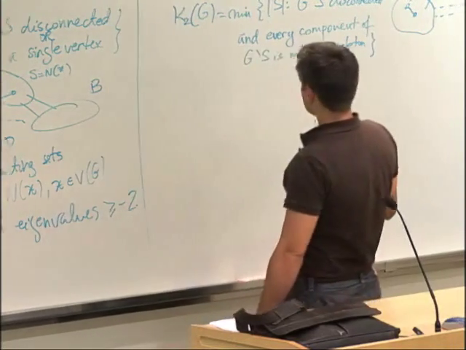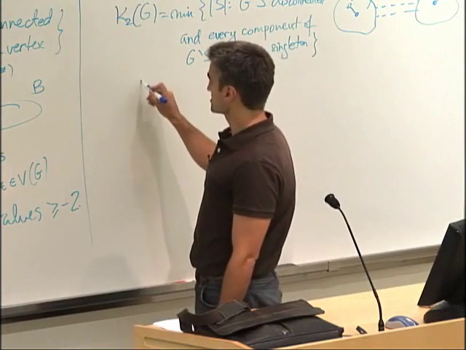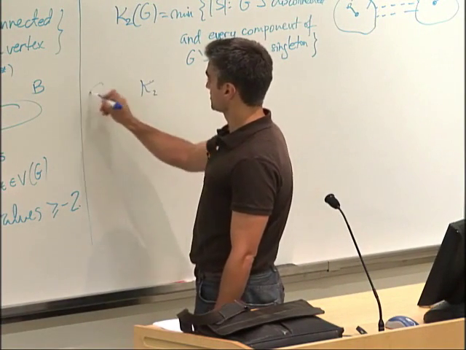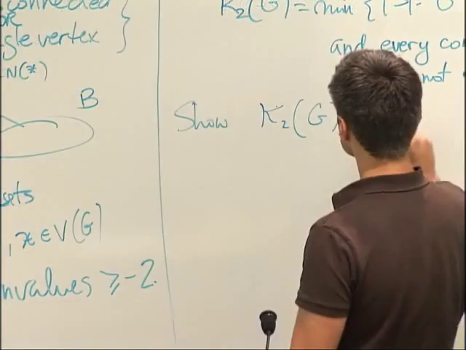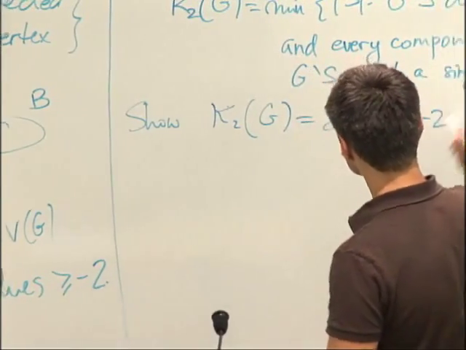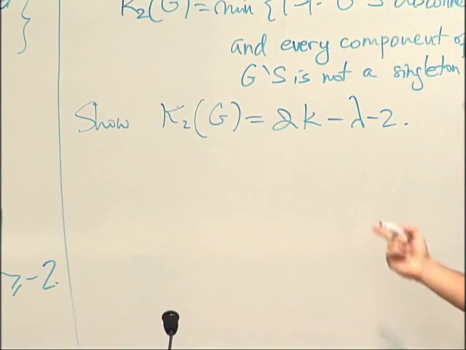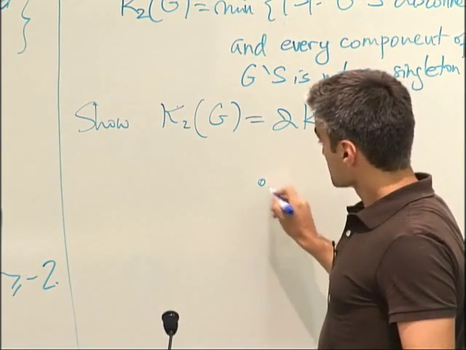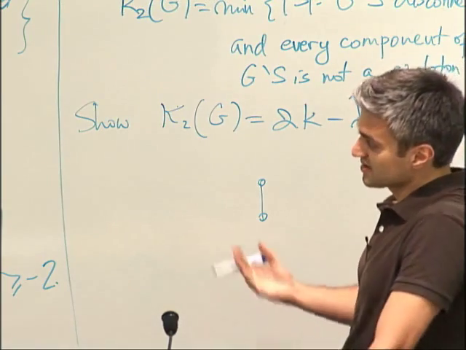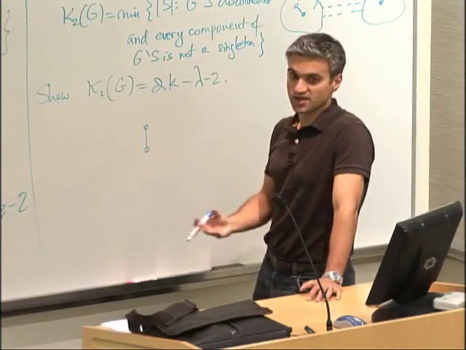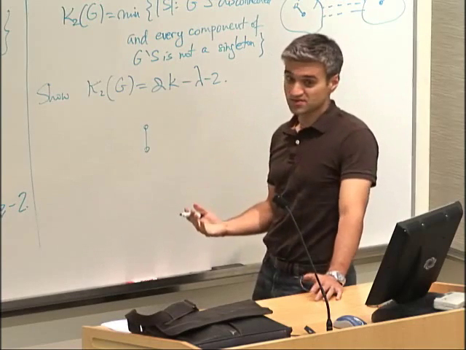So what he conjectured is, he says, show that this K2 of G equals 2K minus lambda minus 2. Now where does this number come from? Well, in a strongly regular graph, if I take an edge, he's kind of looking at the natural candidate for this disconnecting set. And the natural candidate is the following.